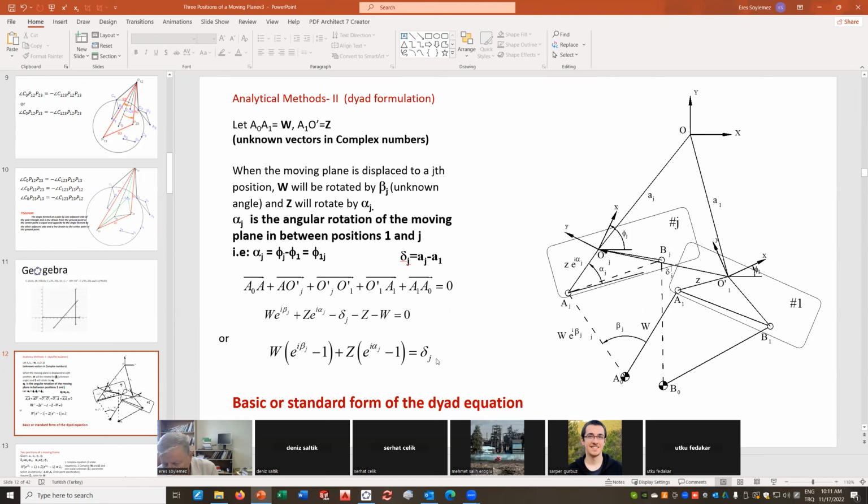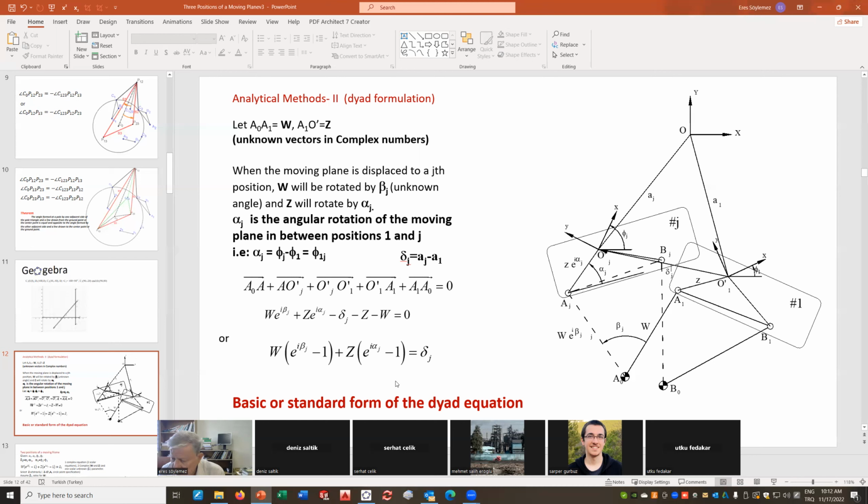Two links, A0 A and A O prime, that is called a dyad: two links connected to each other by a revolute joint. A0 A1 O is a dyad. This is the basic form of a dyad equation. I can write the same equation for B0, B1, O1 prime. Okay, using the same loop will be formed. So this is the relation that I can use for the other dyad. Okay, same thing, same equation.